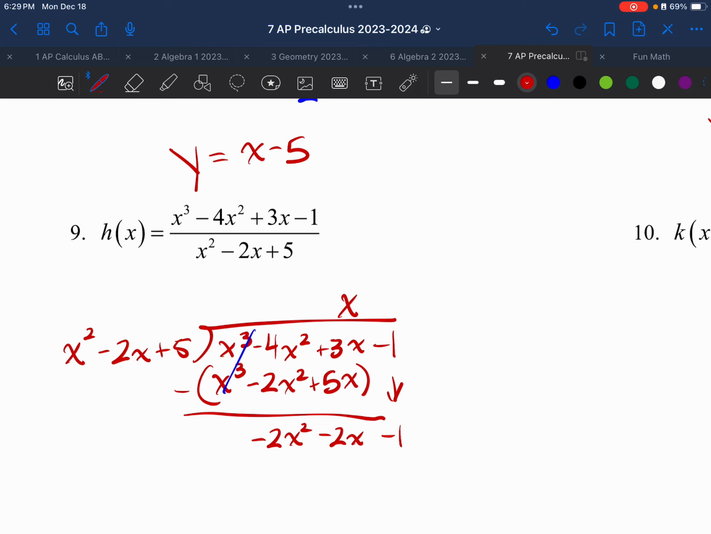I don't think we really need to bring it down because it doesn't really matter. I'm just trying to determine what number here multiplied by x squared gives me a negative 2x squared. And the answer I think is pretty easy, is negative 2. So if I write down minus 2, I'm really done with the problem.